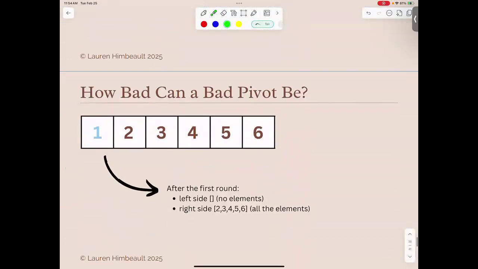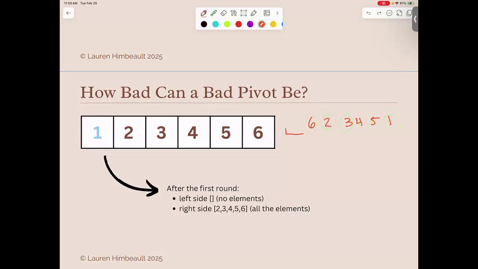So what ends up happening is after the first round of partitioning, my left side is empty and my right side just has 2, 3, 4, 5, 6 in it, right? It's all the elements because 1 would have been moved over here. So we would have ended up with 6, 2, 3, 4, 5, 1. And I would have found that 1 is less than 6, so this wouldn't move. 1 is less than 2. 1 is less than 3. 1 is less than 4, and 1 is less than 5.